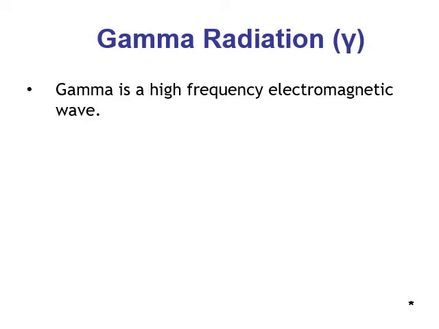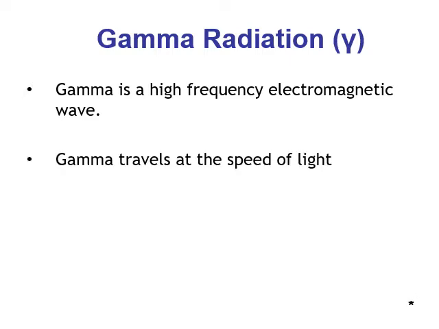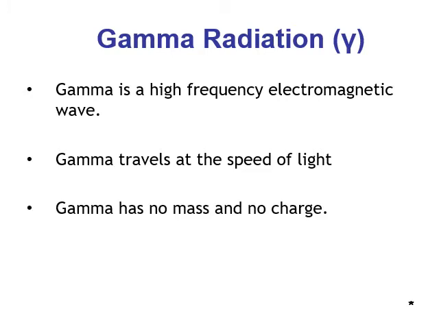Gamma radiation, this is a high frequency electromagnetic wave. It travels at the speed of light, 300 million meters per second, or 3 times 10 to the 8 meters per second, and it has no mass and no charge.